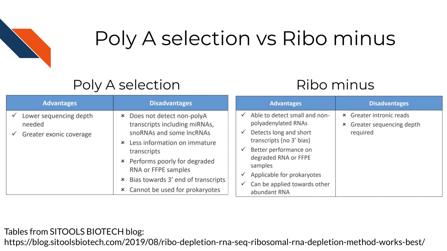Ribo-depletion advantages are: it is able to detect small and non-polyadenylated RNAs. It detects long and short transcripts, no 3' bias. It has better performance on degraded RNA or FFPE samples. It is applicable for prokaryotes. It can be applied toward other abundant RNA. The disadvantages of ribo-depletion is that it will collect more intronic reads and immature RNAs if you are not interested in those, and thus because of the greater quantity of the returned RNA pool, it requires greater sequencing depths.